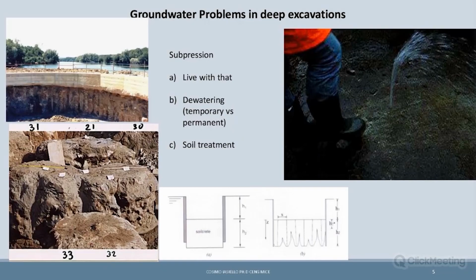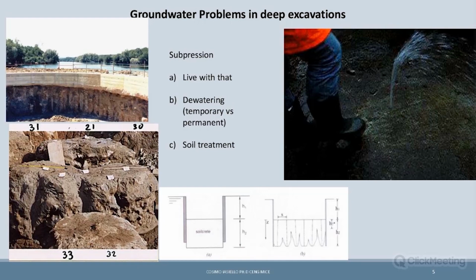Another problem of the excavation of, for example, an embedded wall is the so-called suppression. I mean, the pressure acting on the base slab. This is a case of a tank close to a river. Based on my experience, we have three possibilities regarding the suppression: live with the suppression, carry out permanent dewatering, or carry out some sort of soil treatment.